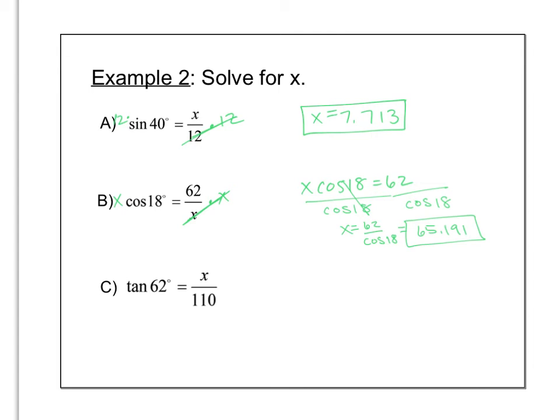And last but not least, I would multiply by 110 on both sides. And then I would just type in 110 times tangent 62, or 110 tangent 62, and x should be 206.880. Again, round to the thousandth, 3 decimal places.